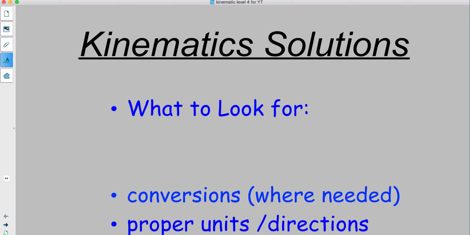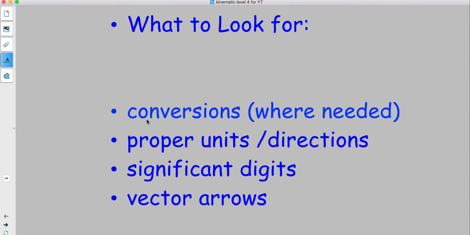Hello everyone. In this video we're going to be looking at how to do a proper kinematic solution, things you should be looking for, the ways you should be doing the solution so that you don't miss anything and you can get the best possible mark. Here are some of the things we need to look for.